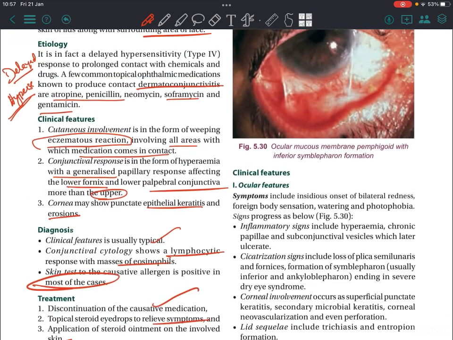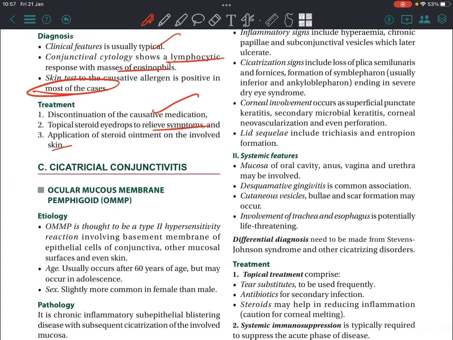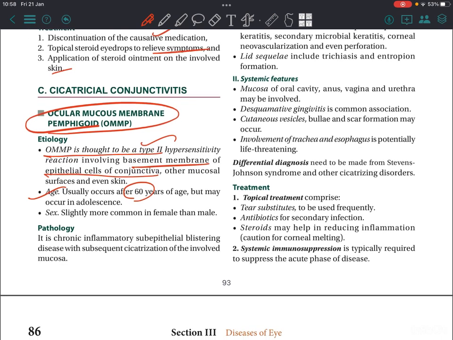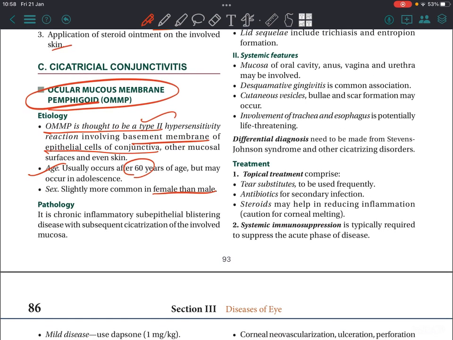Cicatricial conjunctivitis. This one is ocular mucous membrane pemphigoid with inferior symblepharon formation. OMMP is thought to be a type II hypersensitivity reaction. Age: it usually occurs after 60 years of age, involving the basement membrane of epithelial cells of conjunctiva, other mucous surfaces, and even skin. It is slightly more common in females than men. Pathology: it is a chronic inflammatory subepithelial blistering disease with subsequent cicatrization of the involved mucosa.